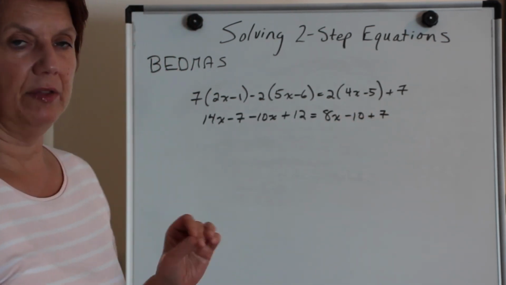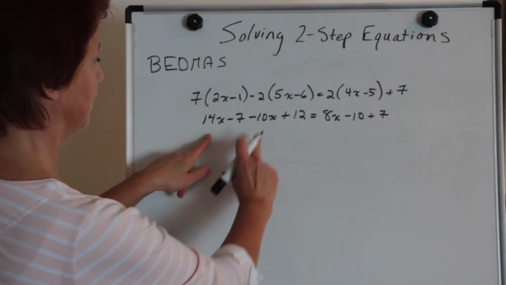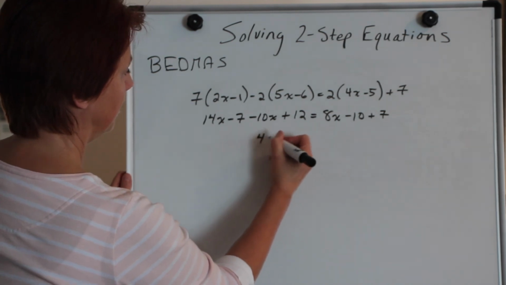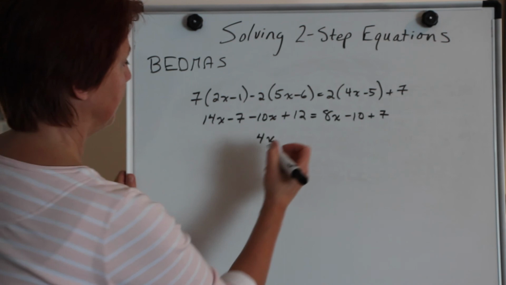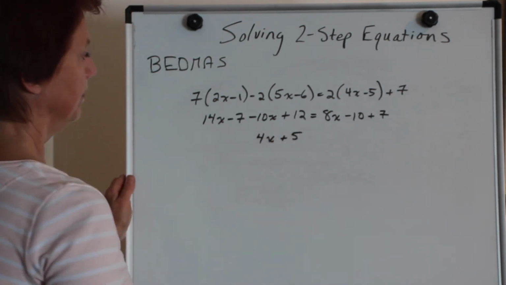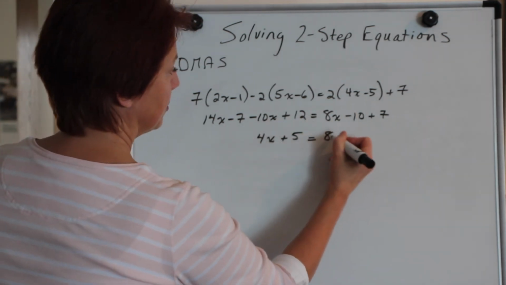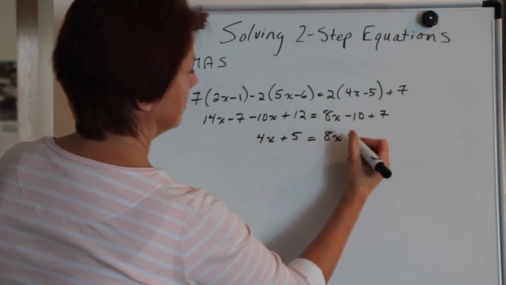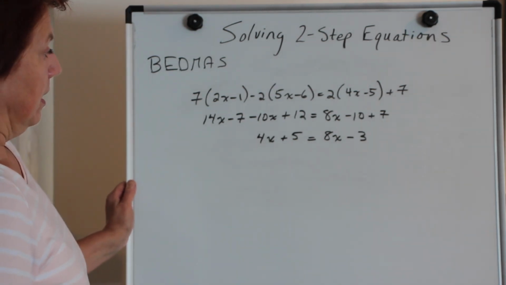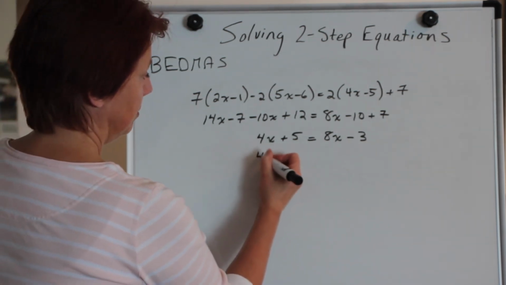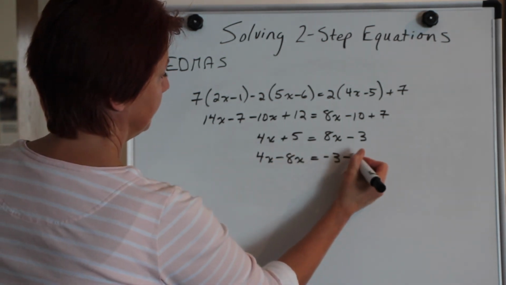Now, do all the math you can do on each side. Just don't even look at that side and do all the math that you can do here. So 14 minus 10 is 4. 12 minus 7 is 5. Then on the other side, this is the only variable term, so we just rewrite it. And then minus 10 plus 7 is minus 3. Okay? And then we're going to move the terms where we want them to be.